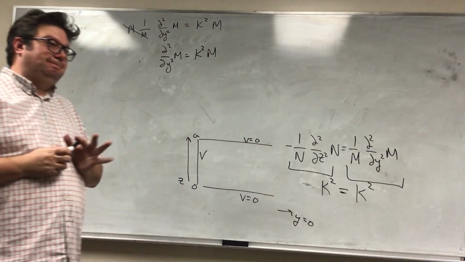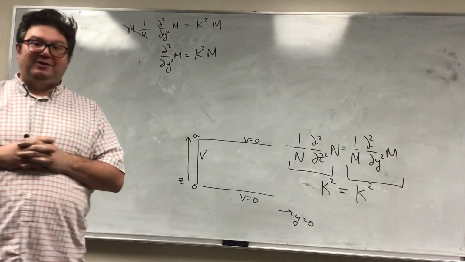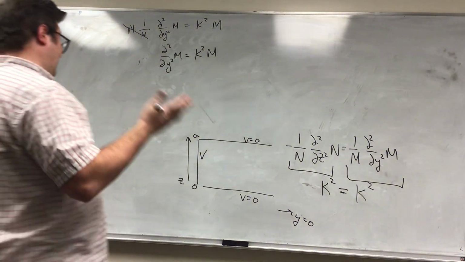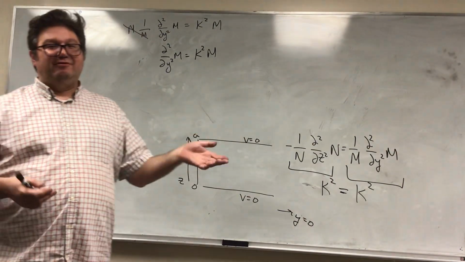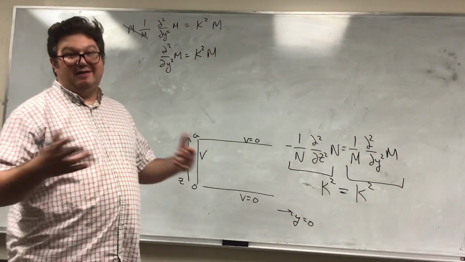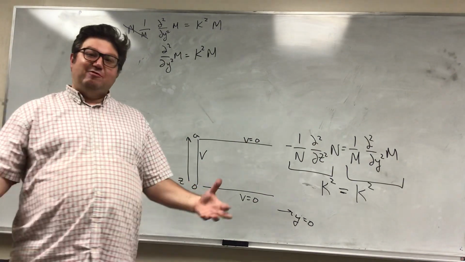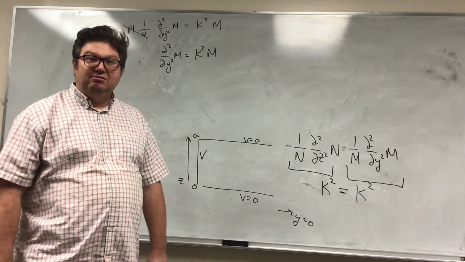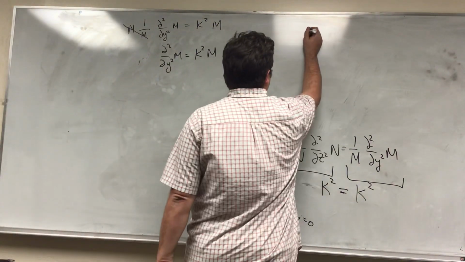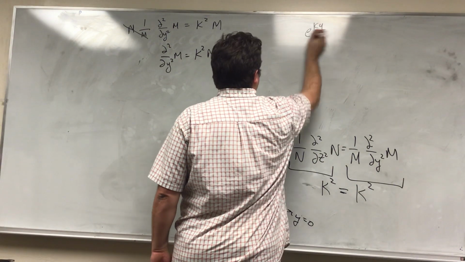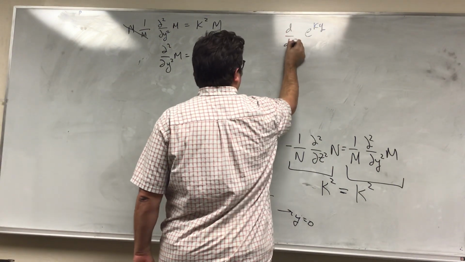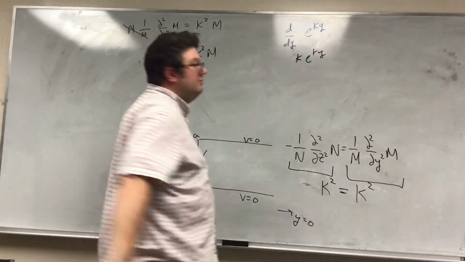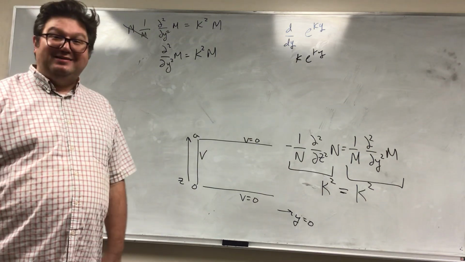So, there are so many wonderful ways to solve this problem. But I like to guess, right? What thing, if I take its second derivative, gives me back itself, right? So what thing gives me back itself if I take the first derivative? Well, isn't that the e? Right, so if I have e to the ky, and I take the derivative of that, I get k e to the ky. So what happens if I had taken the second derivative?